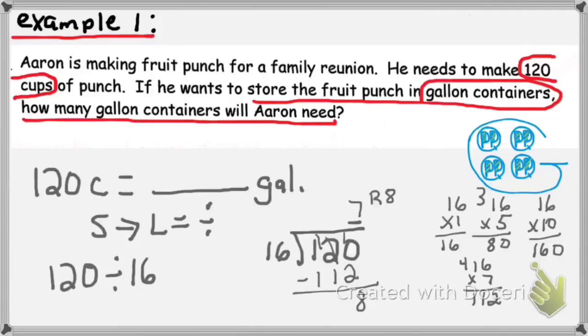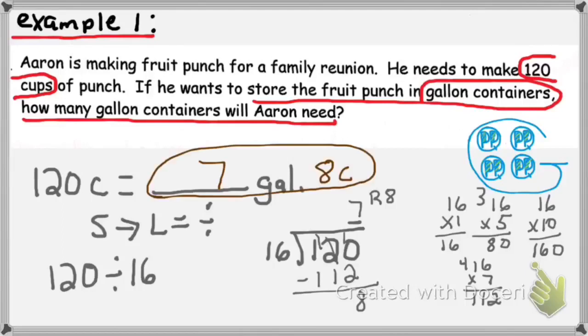And remember in an earlier lesson when we were making conversions, what do we do when we have a remainder? The whole number goes into the new unit, so the whole number 7 will be 7 gallons, and my remainder is how many I have left over of my old unit. So I have 7 gallons and 8 cups left over.